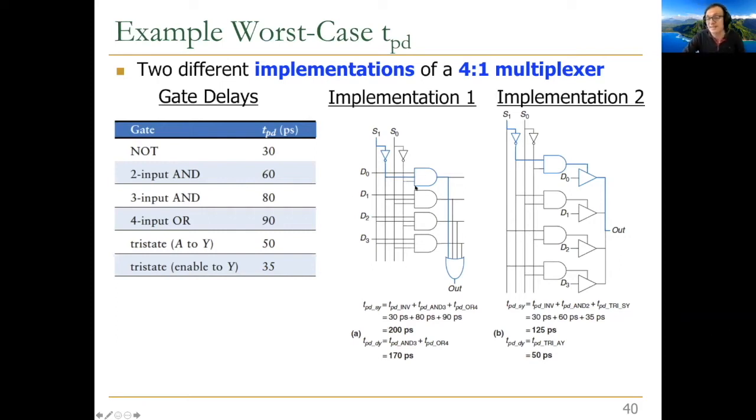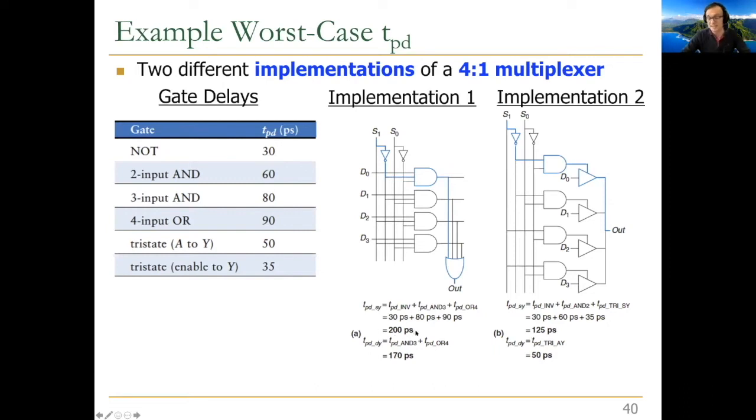Because we've eliminated the large gates, if you will, right? We don't have a huge 4-input OR. We don't have 3-input ANDs over here. We basically replace them with tri-state buffers and, as you can see over here, the 2-input AND gates. And again, we're not taking into account wire delay. If you actually take into account wire delay, the loading may be higher in some of these. But again, we're not going to deal with that at this point. But still, 125 is much lower than 200 picoseconds, as you can see.